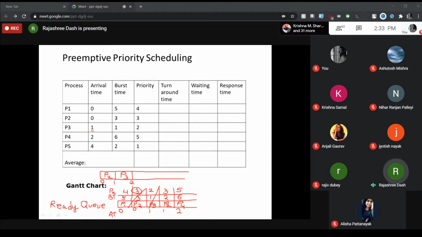So now who will tell me what will be the next process to be selected for execution by the CPU, by the scheduler? There are 3 processes, P1, P2, P4, in the ready queue. What will be the next process to be selected for execution by the scheduler? Which one will be selected now?